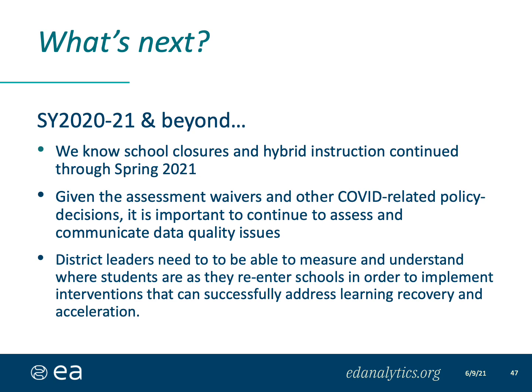Looking ahead, what's next? While this presentation has covered our approach to the 2019-20 school year, we recognize that there is more work to do to unpack the implications of COVID policy on the 2020-2021 school year and beyond. We recognize that our partners will continue to be required to make new business rule and policy decisions in order to account for the lasting impacts of COVID-19 on data availability and data quality. We also know that district leaders need to be able to measure and understand where students are as they re-enter schools, both academically and socio-emotionally, in order to implement interventions that can successfully address learning recovery and acceleration.